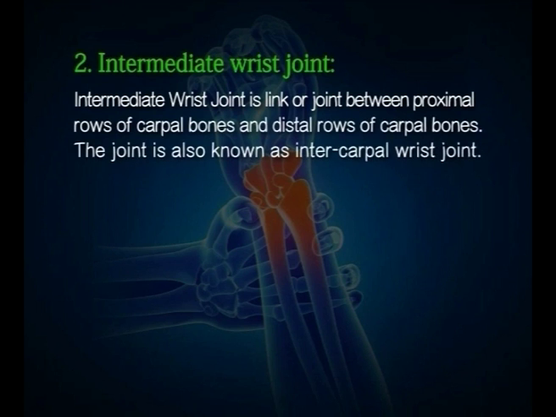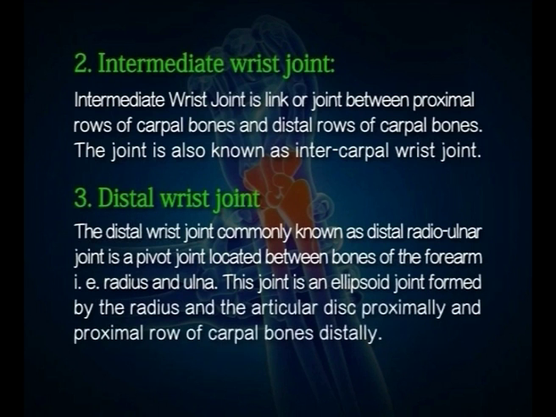Now we have intermediate wrist joint. Intermediate wrist joint is a link or joint between the proximal row of carpal bones and the distal row of carpal bones. The joint is also known as the intercarpal wrist joint. Number 3, distal wrist joint. The distal wrist joint, commonly known as the distal radio-ulnar joint, is a pivot joint located between the bones of the forearm, that is radius and ulna. This joint is an ellipsoid joint formed by the radius and the articular disc proximally and the proximal row of carpal bones distally.